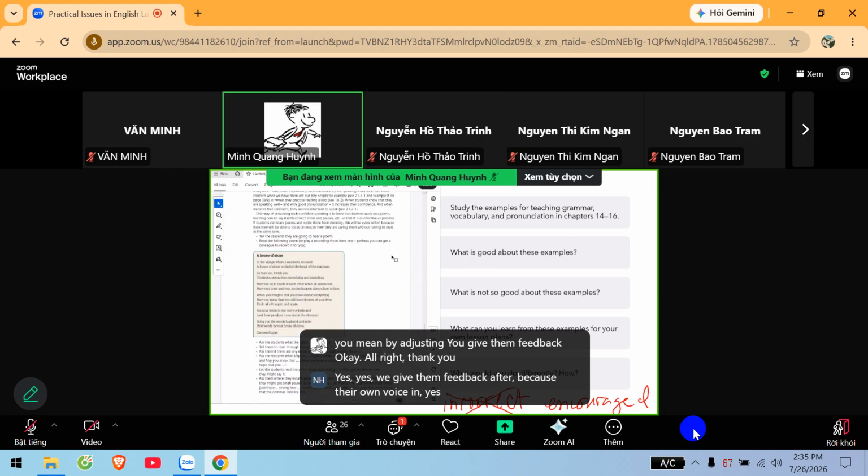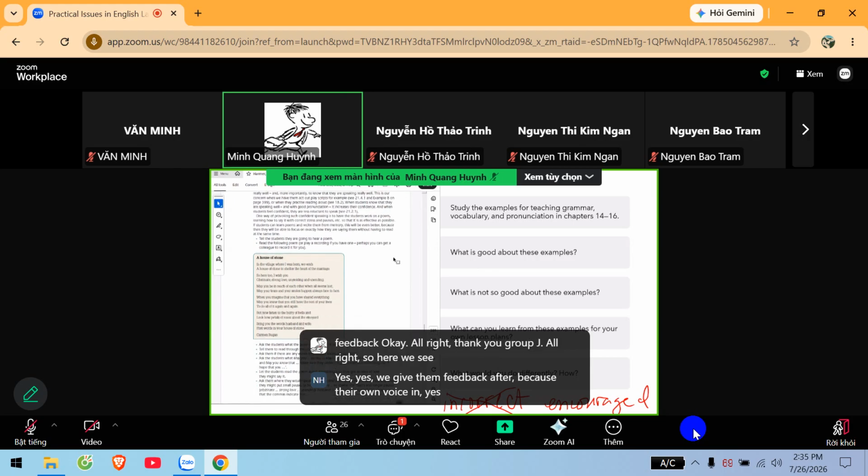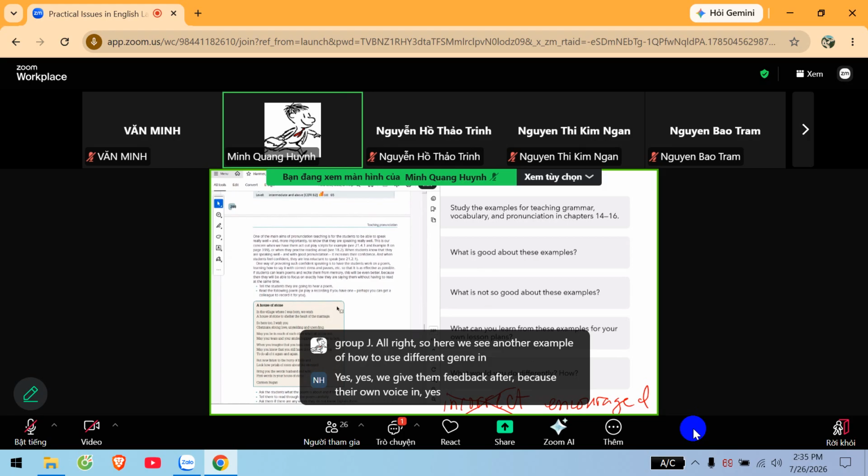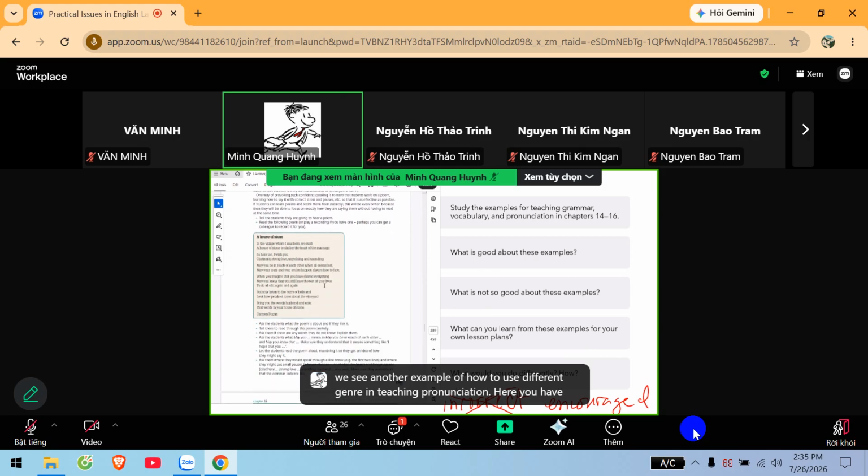All right, so here we see another example of how to use a different genre in teaching pronunciation. Here you have a poem. The poem helps the students not only pronounce the words, but also recognize the stress pattern and the intonation of the sentences in the poem. Especially if you have someone read the poem to them, they can begin to pay attention to the intonation patterns and sentence stress patterns.